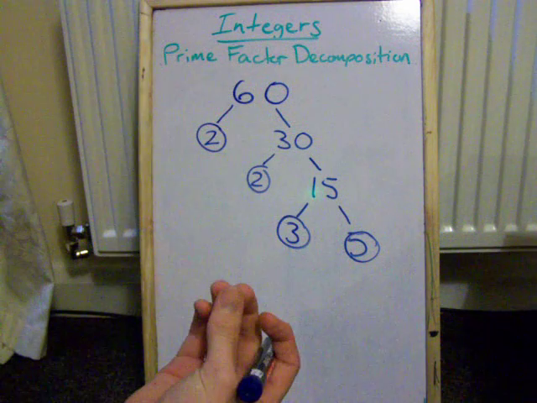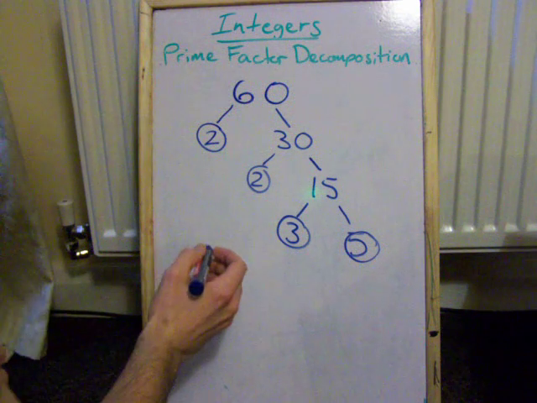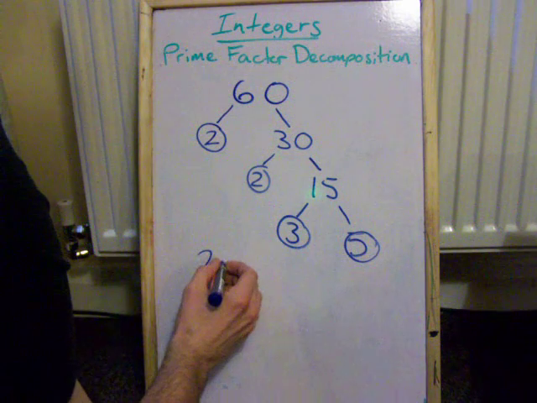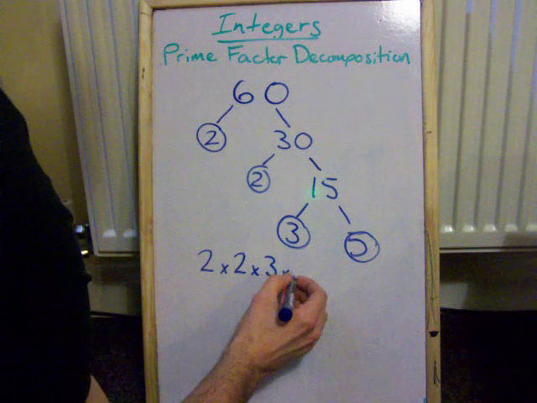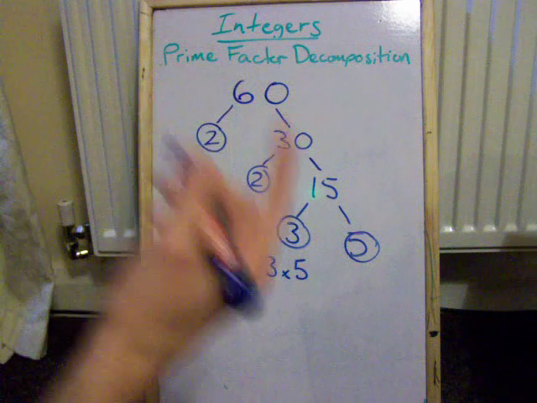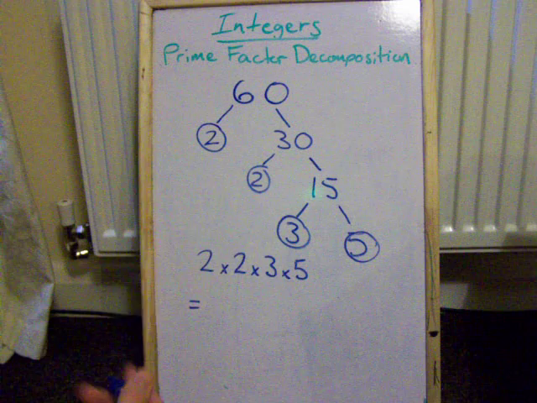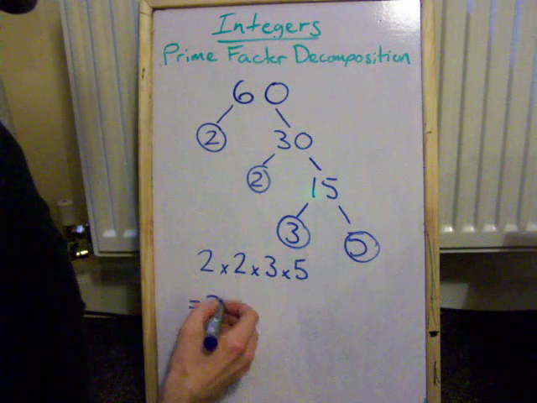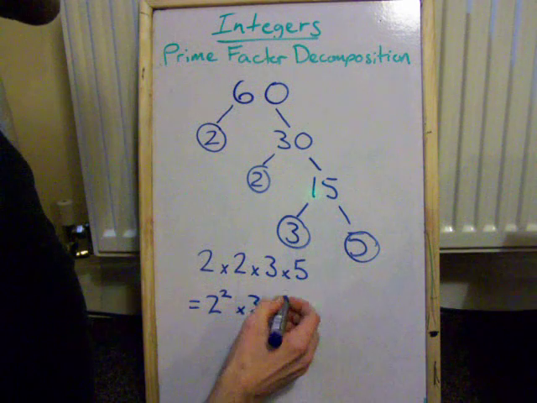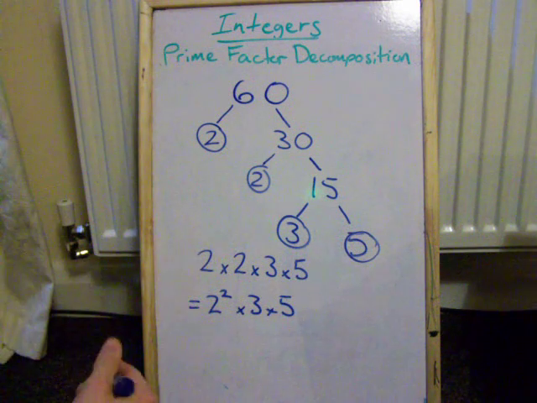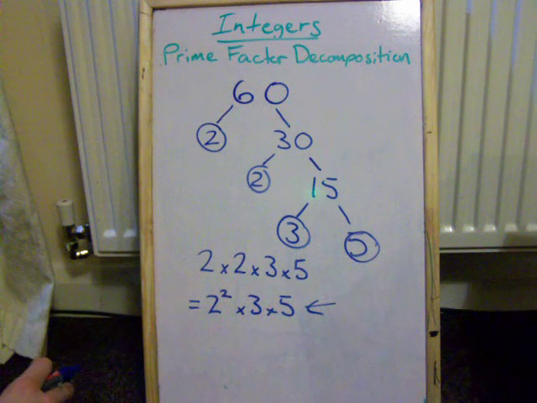If I'm going to write this number now, which they'll expect you to do in the Module 3 exam, the best way to write it is to say that 60 equals 2 times 2 times 3 times 5. And if you're in the higher exam, and for most people in the foundation exam, they'll also expect you to know that you can simplify this to 2 squared times 3 times 5. That there is writing 60 as the product of its prime factors.